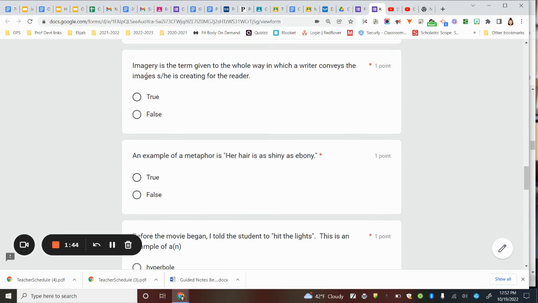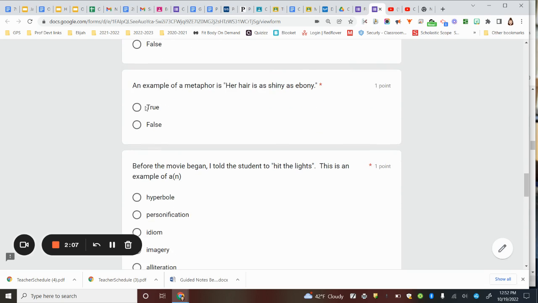The next one. Imagery is the term given to the whole way in which a writer conveys the images he or she is creating for the reader. True or false? Next one. An example of a metaphor is her hair is as shiny as ebony. True or false?